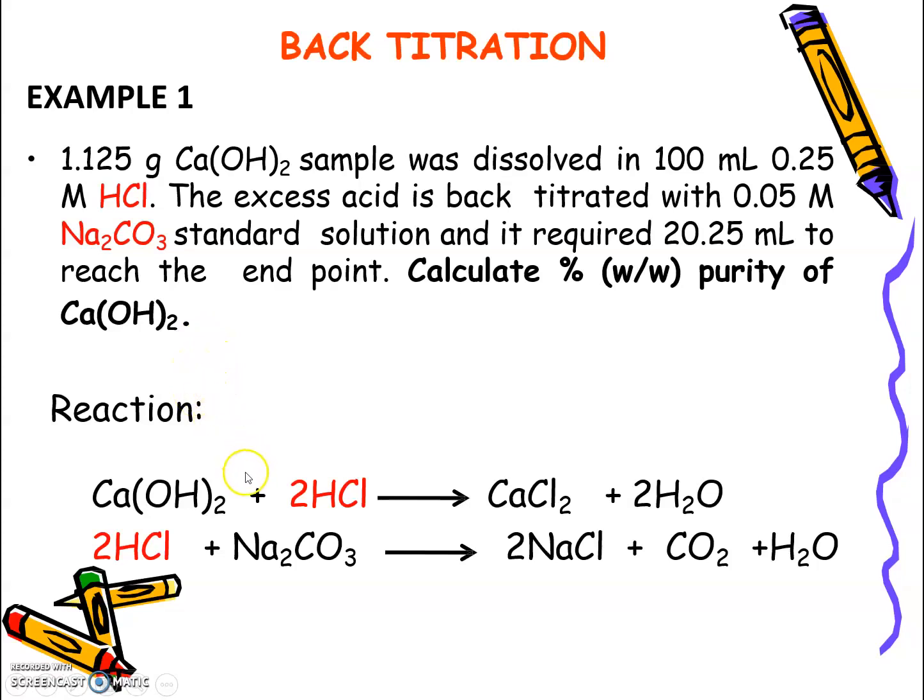So, the reactions involved, first is calcium hydroxide plus 2 mole HCl to form product calcium chloride and 2 mole of water. Second equation, 2 mole HCl reacts with 1 mole sodium carbonate to form 2 mole sodium chloride plus carbon dioxide plus water. Okay, first you have to understand the situation or condition of this back titration.